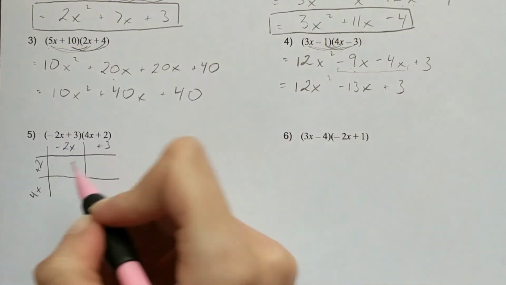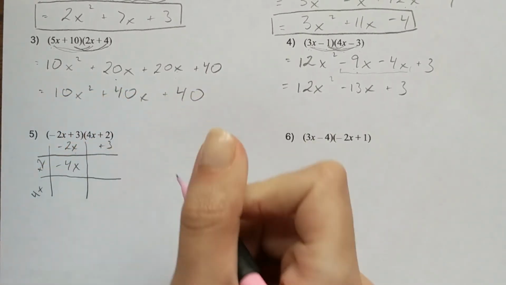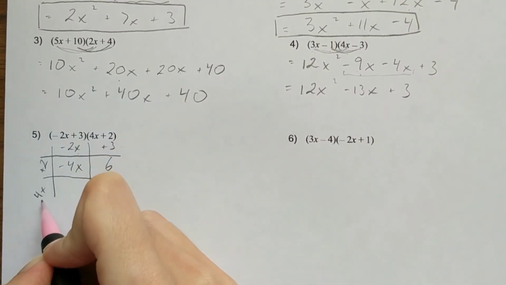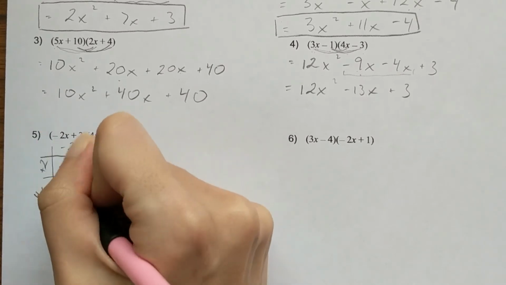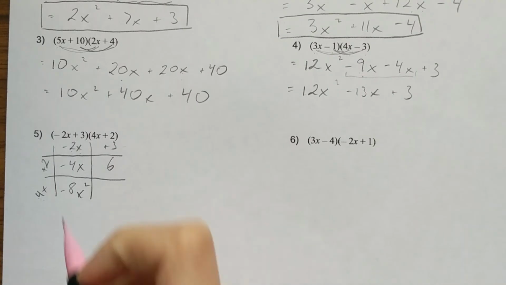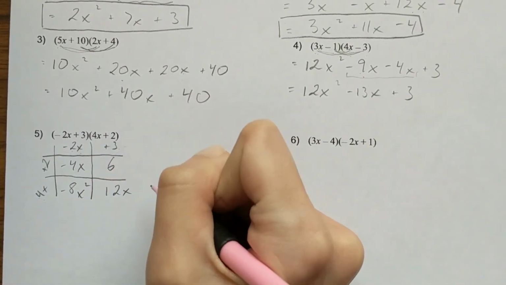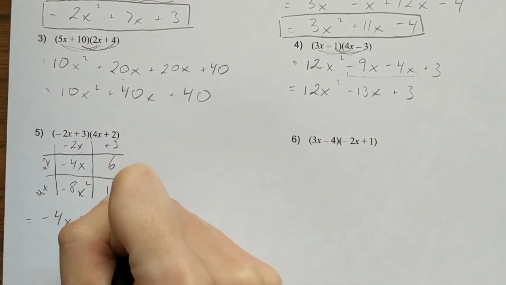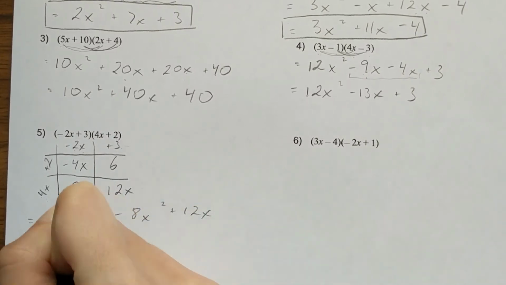Okay, let's go ahead and fill it in. 2 times negative 2x is negative 4x. 2 times 3 is 6. 4x times negative 2x, we do 4 times negative 2 is negative 8, and then we have an x squared. 4x times 3 is 12x. I go ahead and I write all of that out in a line. 4x plus 6 minus 8x squared plus 12x.